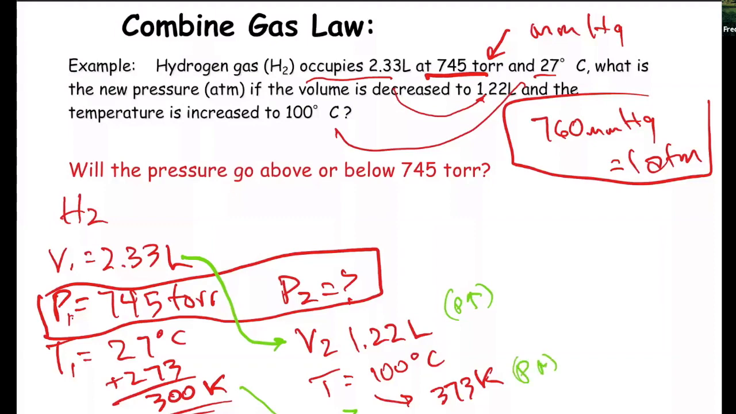This is what you want to do in science. You want to make sure that you're heading in the right direction. That way, if you make clumsy mistakes, you can catch yourself. I would expect an answer to be higher than this initial one because the second conditions indicate that my pressure should be higher. So before you put your pencil on paper, think about the problem a little bit and think about the direction that your answer should be.